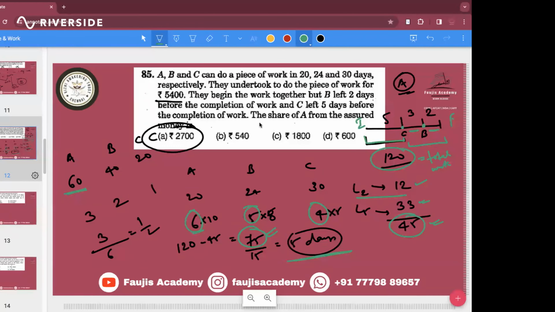If you carefully read the question, the share of A from the assured money, we don't even have to do all this. When you are done with this, that A did 60 units of work and you know the total unit of work is 120, you must decipher at this point itself that he'll be getting half of the entire share. Right? And what is half of 5400? It's 2700. Right, guys?